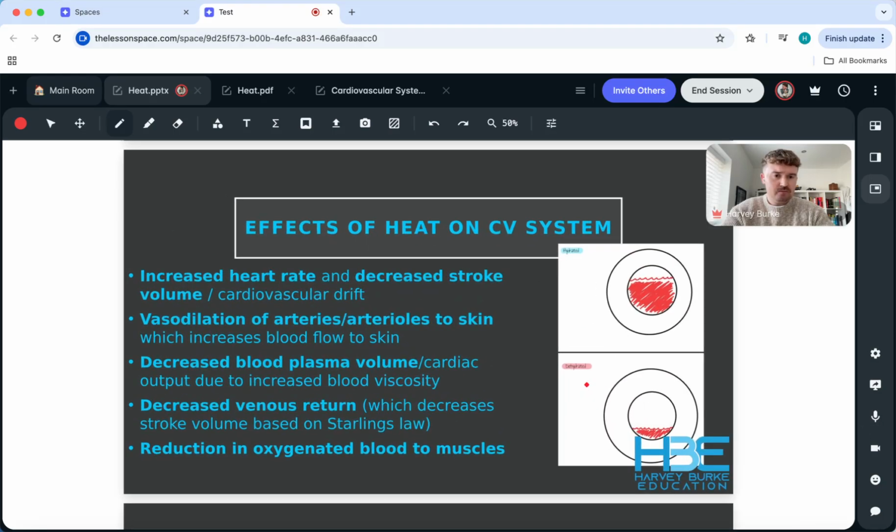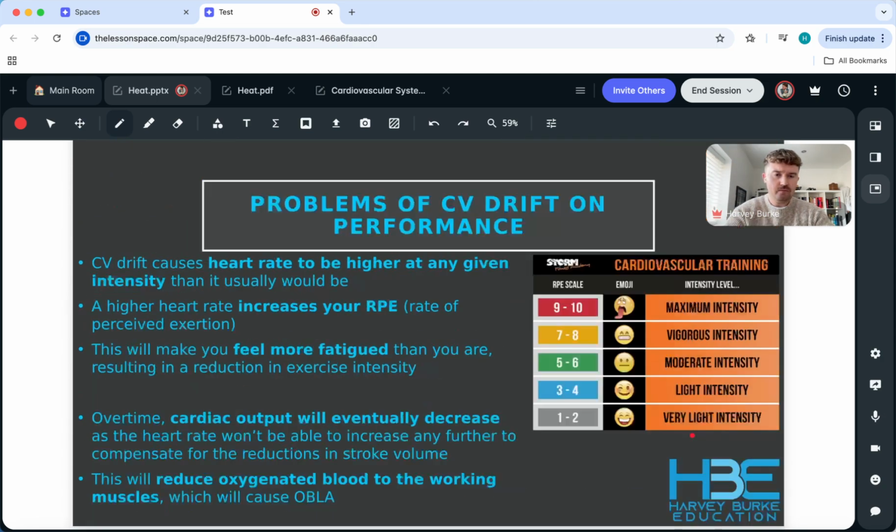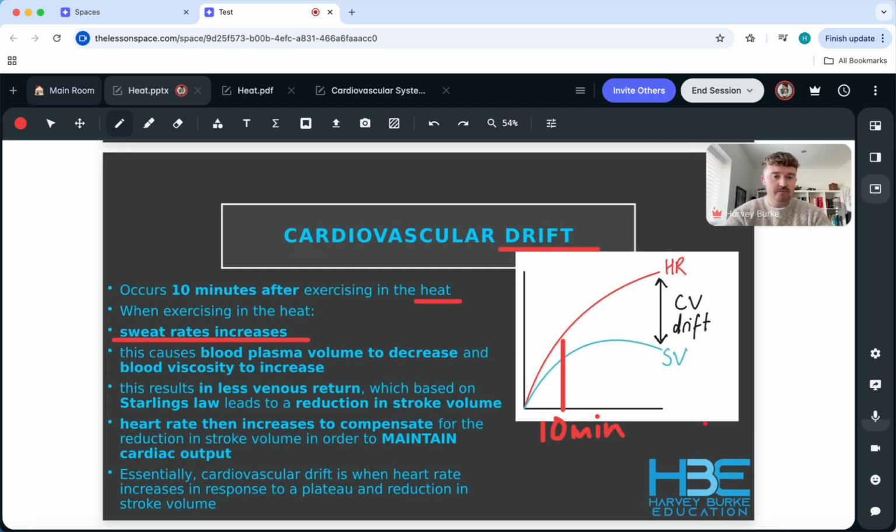So let's say instead of your blood volume looking like this when you're hydrated, your blood volume might decrease when you're dehydrated. So when you're exercising in the heat and you're losing more water, part of where that water is going to be lost from is the blood plasma. So your blood plasma volume is going to go down. Now, there's several issues with that. And one of the main issues is that if you've got less blood plasma, if you've got less liquid in the blood, because remember, the blood plasma is the liquid component of the blood.